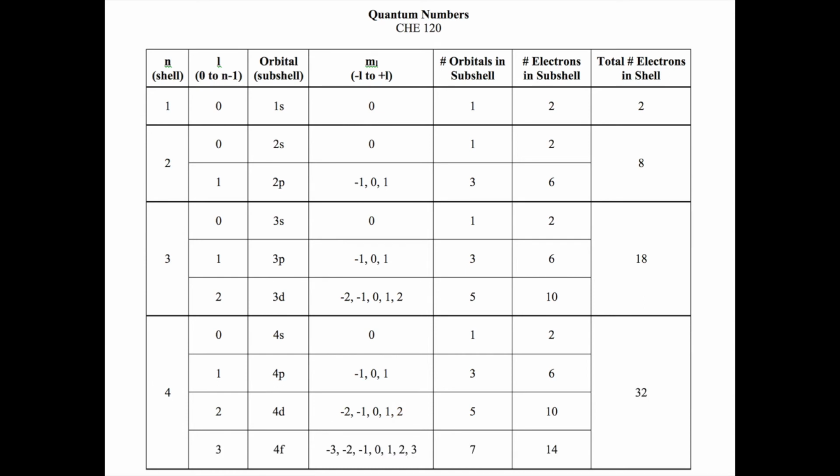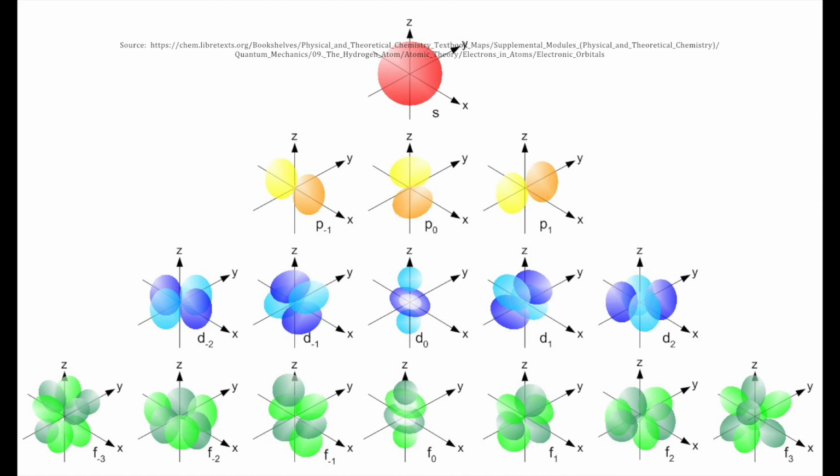In the fourth shell, I get my fourth set of orbitals, and those are the f orbitals. So in the fourth shell, my maximum L value is n minus 1, which is 3. Whenever L is 3, that defines my f subshell. My f subshell gives me the most complex shaped orbitals. These are orbitals that have mostly 8 lobes associated with them.